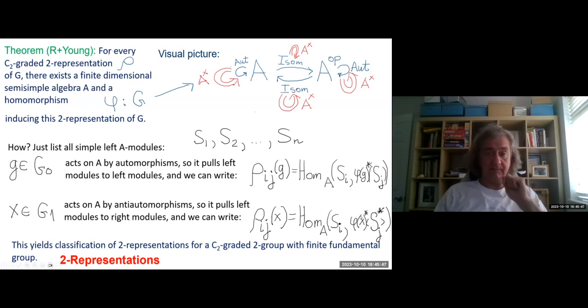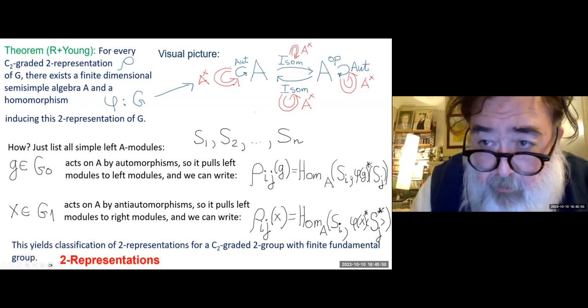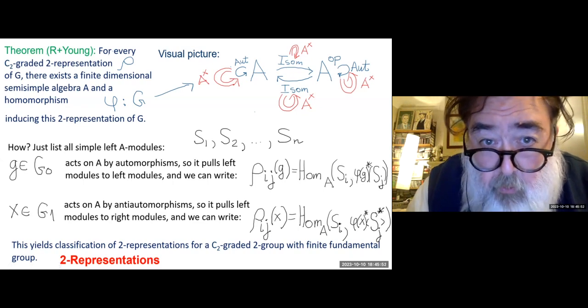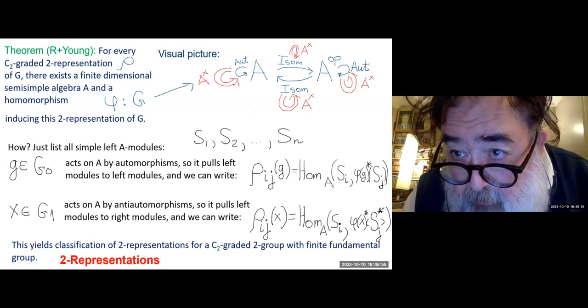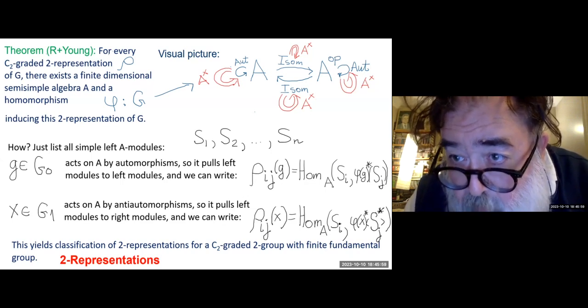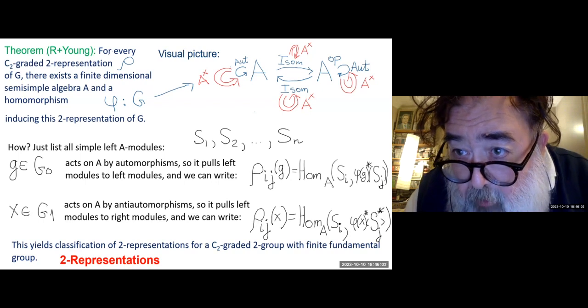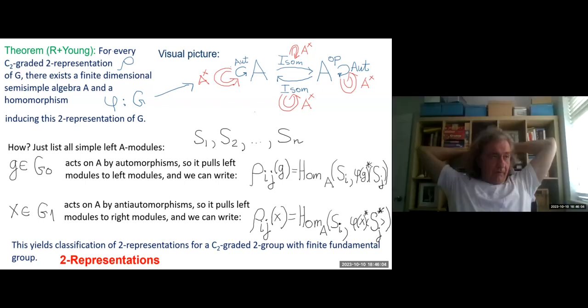Can I ask you a question? Yes. Is G necessarily a finite group, or can we develop this theory for compact or locally compact groups? For two representations, it's harder. For one representations, for usual representation theory, yes, compact groups will work fine, and even locally compact groups.